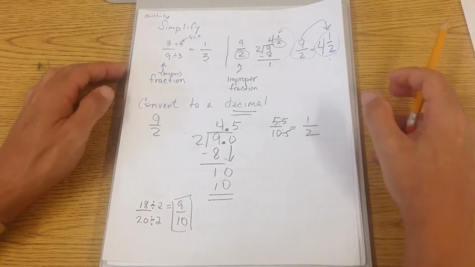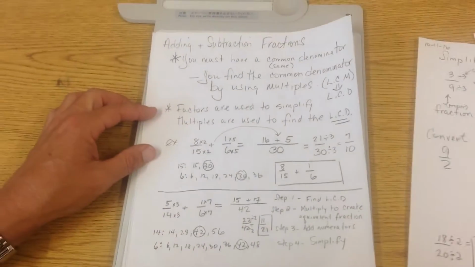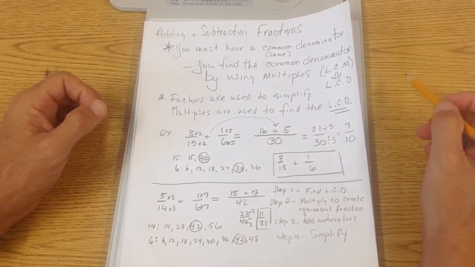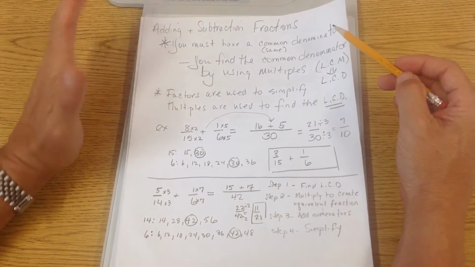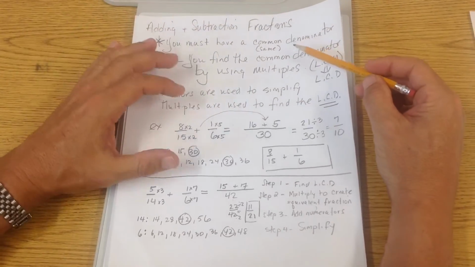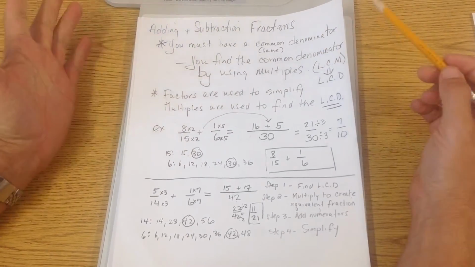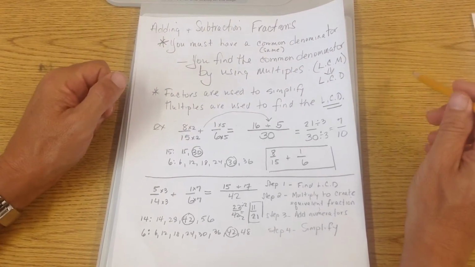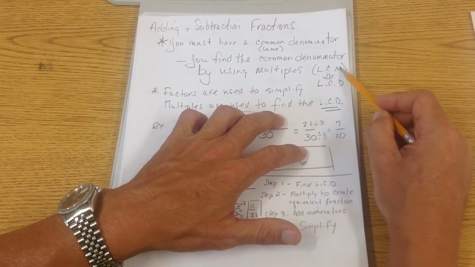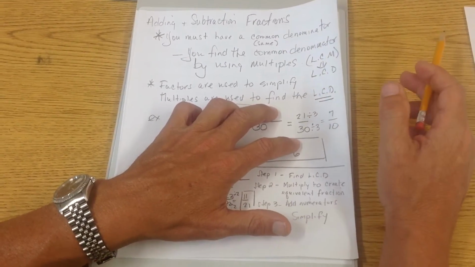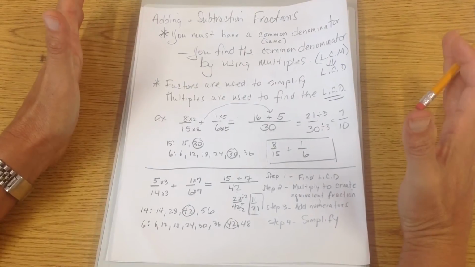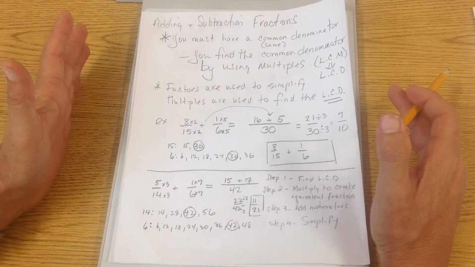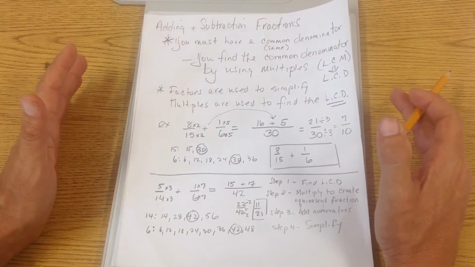Okay, now to today's lesson. Today's lesson was adding and subtracting fractions. A couple of things you have to know. You must, when you add and subtract fractions, have a common denominator. In math, common means the same. You find that common denominator by using multiples. The least common multiple and the least common denominator are the same thing. So, when you find the least common denominator, you have to list the multiples of each denominator.